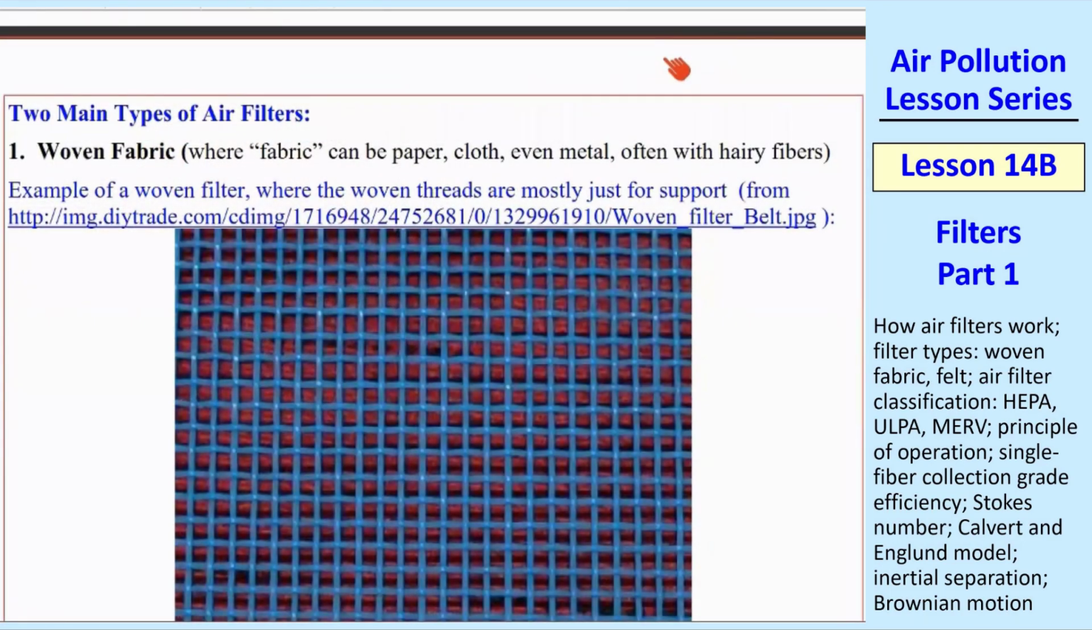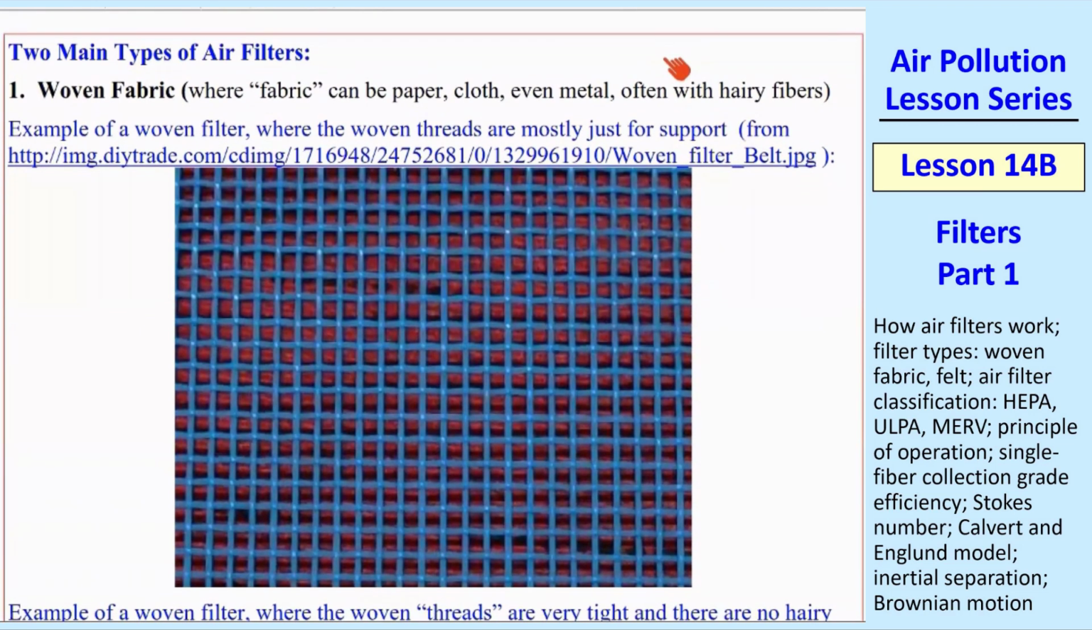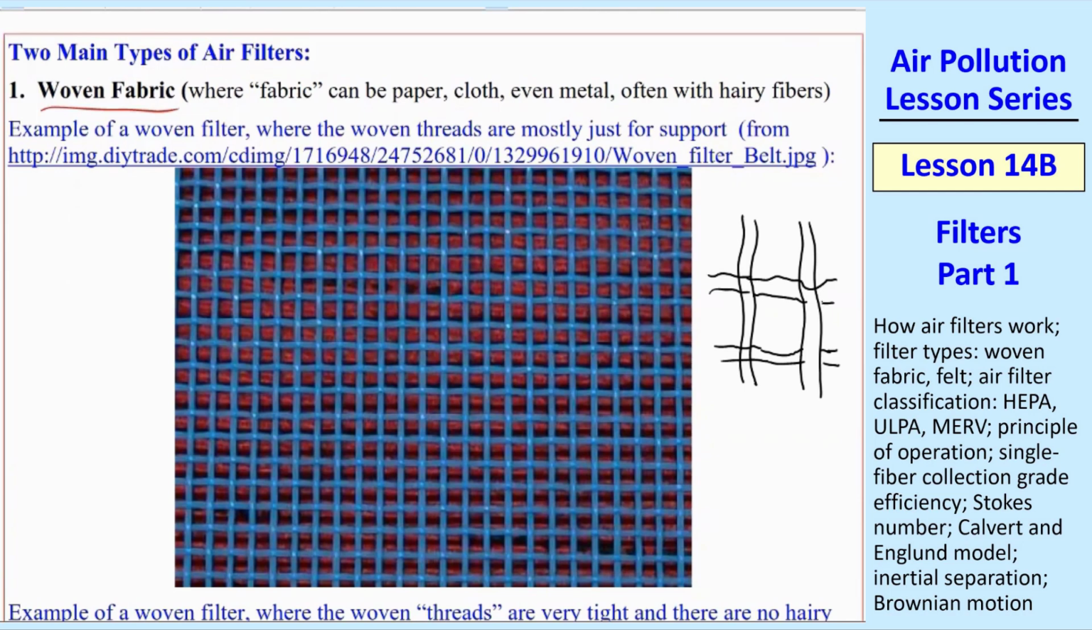As far as the categories or types of air filters, there's two basic kinds. The first one's called woven fabric. We say fabric, but it can be paper, cloth, even metal. Sometimes they have hairy fibers on them. You might have the blue cloths looking like that, and there's some kind of a weave pattern. Those are just basically for support. But then this is some kind of a yarn material.